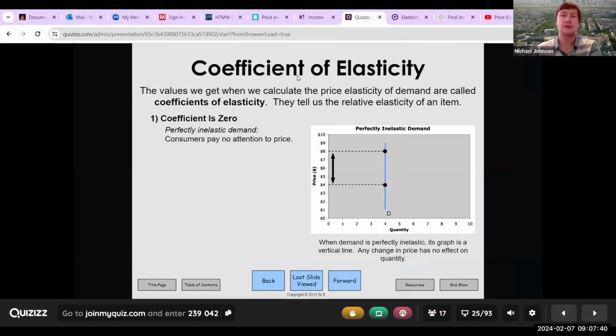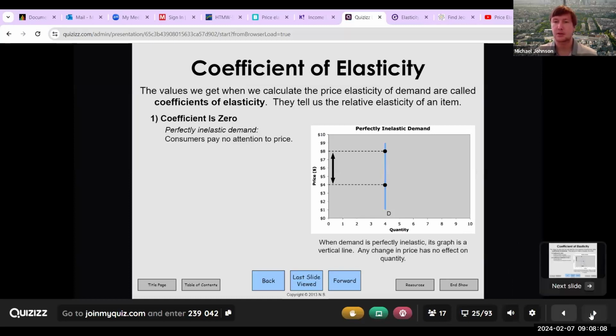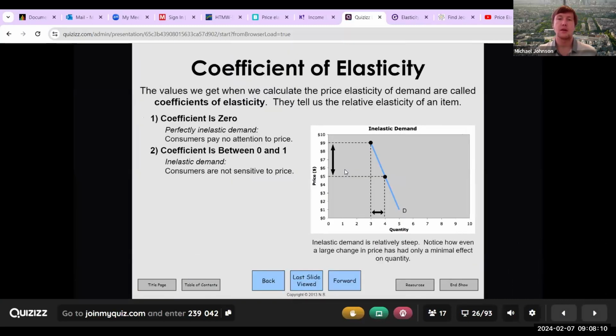So can you think of any example of a situation where consumers will keep buying the same amounts of a product regardless of the price? Gas. Yeah, gas is a great example. That's great. Yes. Water, that's excellent. Milk, yes. Diapers, yes.